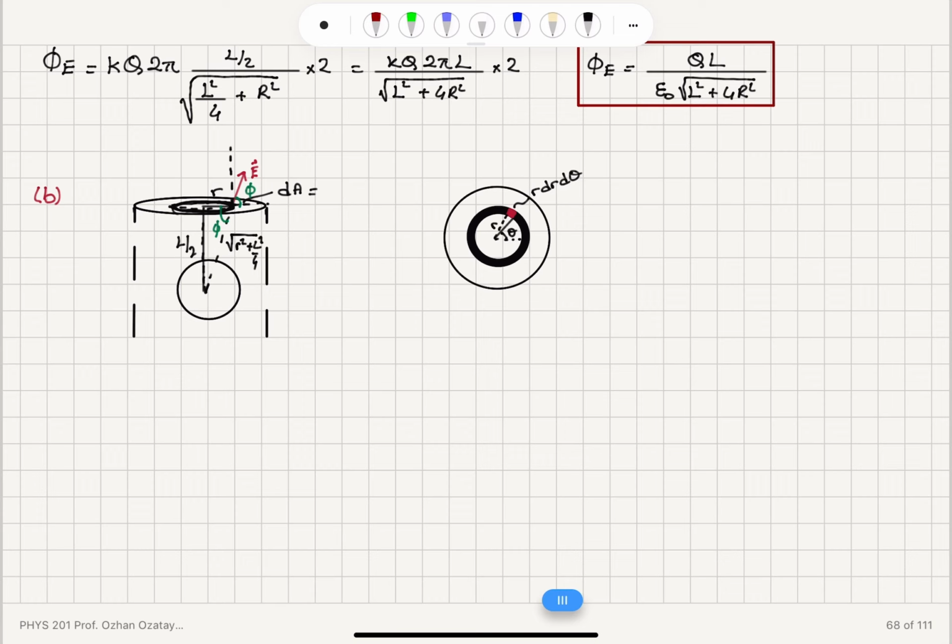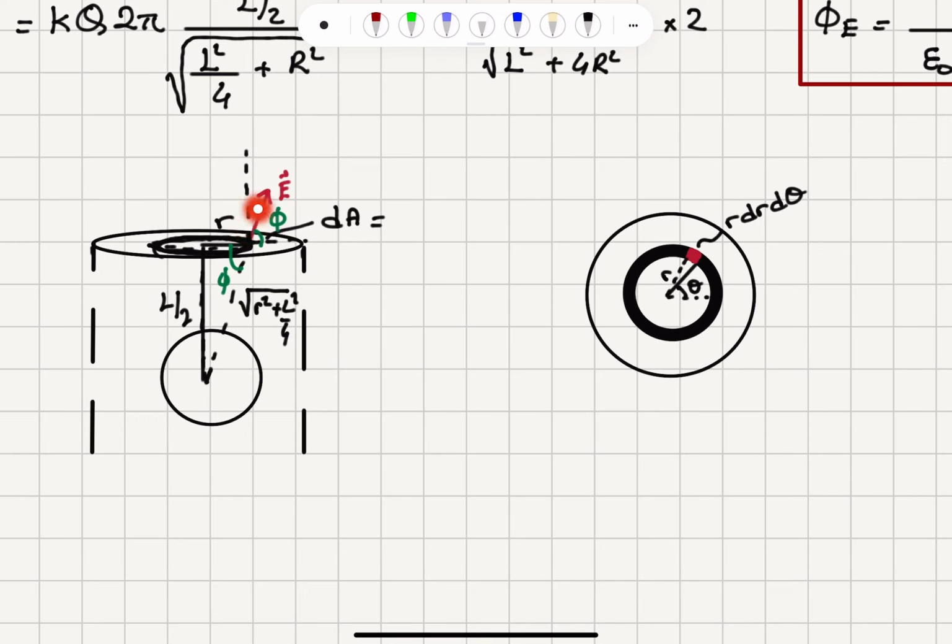So in the next video, we will worry about part B of the problem, which has to do with the electric flux through the end caps.